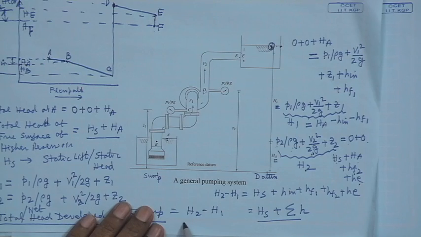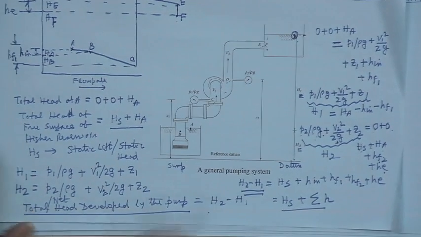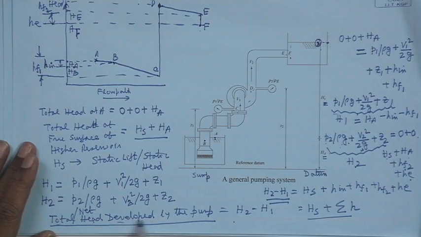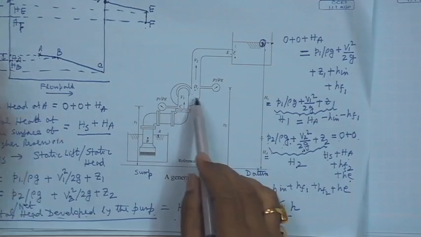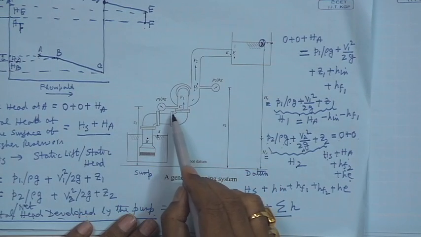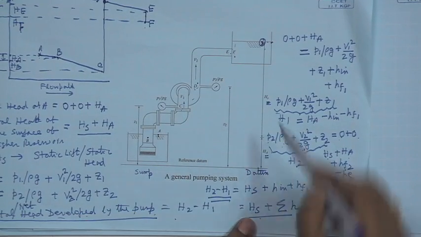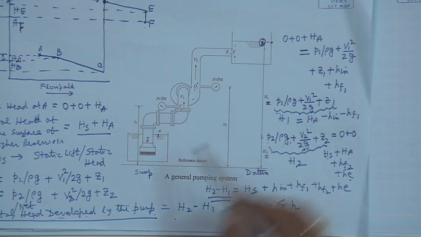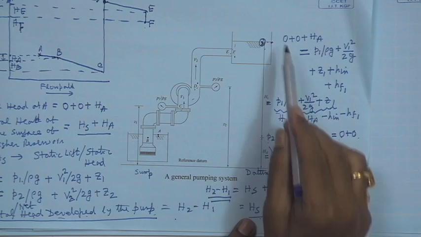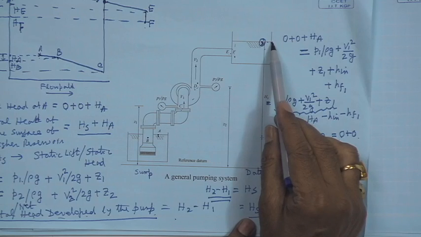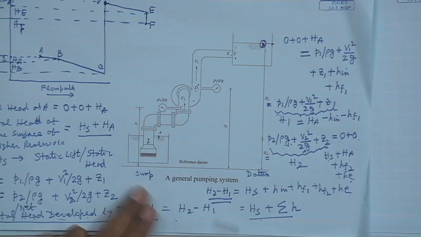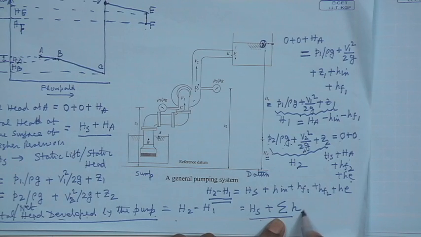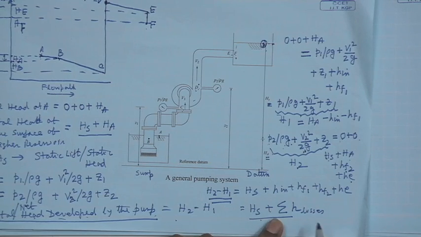So, here it is clearly seen that H2 minus H1, which is the net head developed by the pump, sorry, that is the total head at outlet minus total head at inlet, becomes equal to static lift. What is static lift? Static lift is the vertical height of the free surface of the higher reservoir from the free surface of the lower reservoir, plus the sum of all the losses. So, therefore, all the H due to losses.